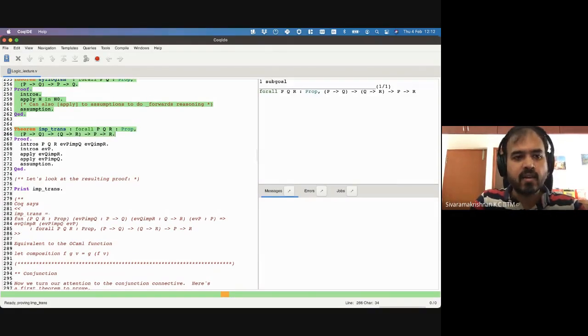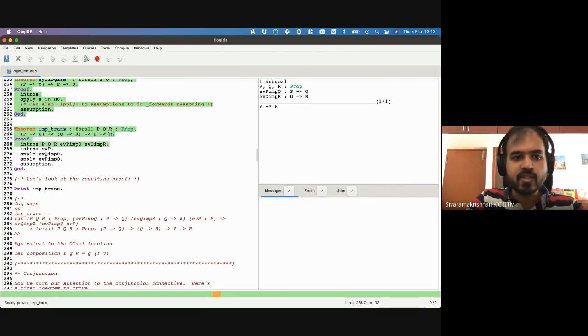And again, we are using variable names here. I'll just use the variable names. So we have P, Q, R for all variables, we have evidence that P implies Q, evidence that Q implies R. So let's first introduce all of that.